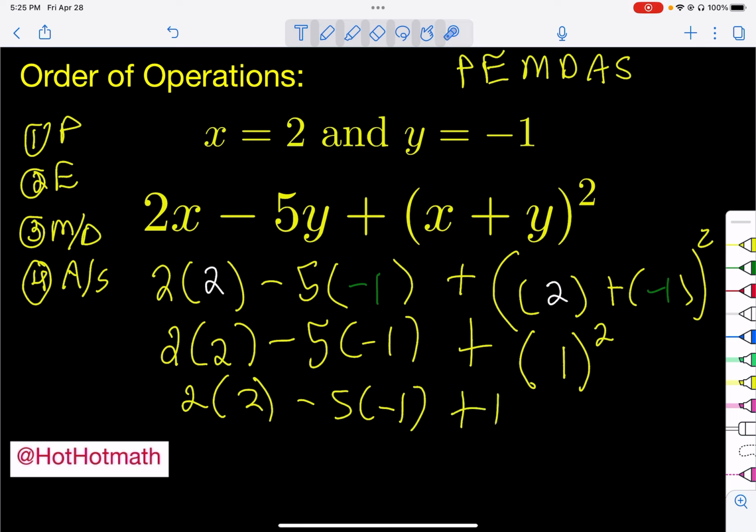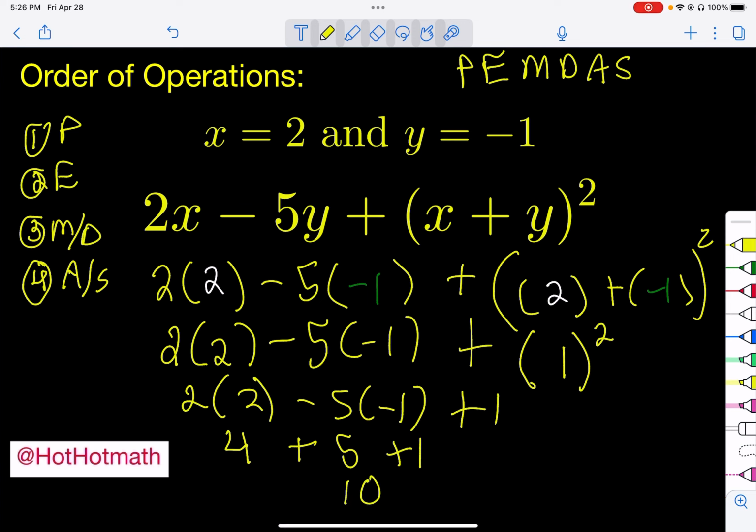Now what's left? Well, we have some multiplication. So when these parentheses are touching, or these 2 things were touching, that means multiplication. So that's going to be 4. 2 negatives multiplied together, -5 and -1, make that a +5. And then we add and subtract from left to right. 4 plus 5 is 9, plus 1 is 10. So our answer is 10.